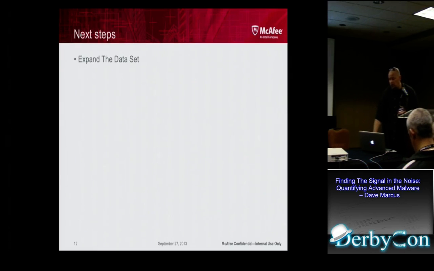Pretty cool stuff. So the next steps, we're trying to expand the data set past just unknowns. We're trying to implement the YARA subsystem on the back end of McAfee Labs proper, so we can actually turn it loose on the entire back end. Think about doing this stuff across 110 million samples.